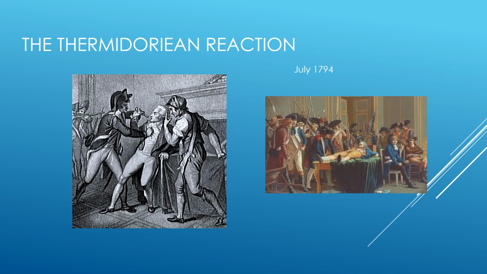Now, this ends this radical phase of the French Revolution. This is more famously known as the Thermidorian reaction, named after the month in which it took place. And it's basically a cooling point in the French Revolution. So we've gone from a moderate phase to a radical phase, and now we're going back to kind of a moderate phase again, with the Thermidorian reaction.